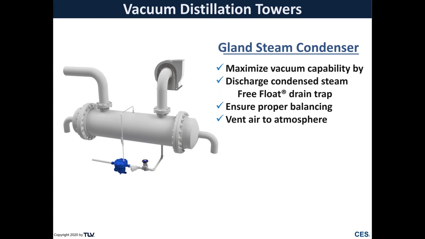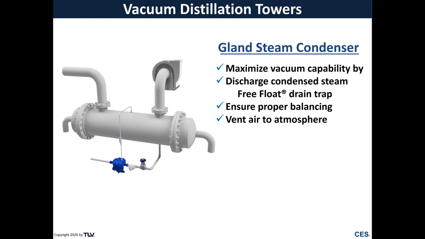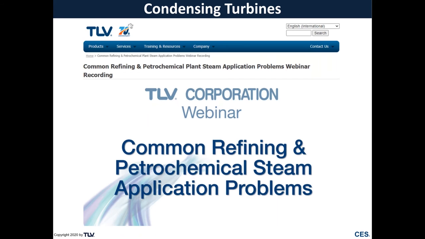And like the after condenser previously discussed, we want to maintain vacuum strength at the turbine by removing the condensed steam with a free float drain trap and a proper balance line to the condenser while venting air to atmosphere through the blower fan. For more information on best practices for steam and condensate piping around steam turbines, please visit the TLV.com website and watch the recording of the webinar, Common Refining and Petrochemical Steam Application Problems, Part 1.